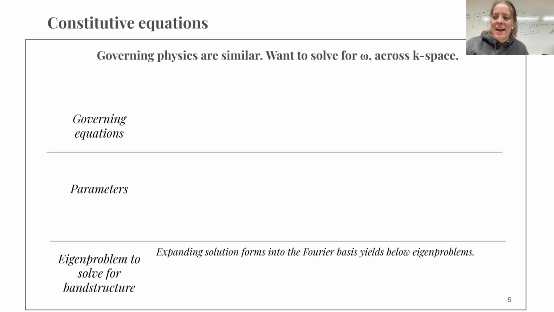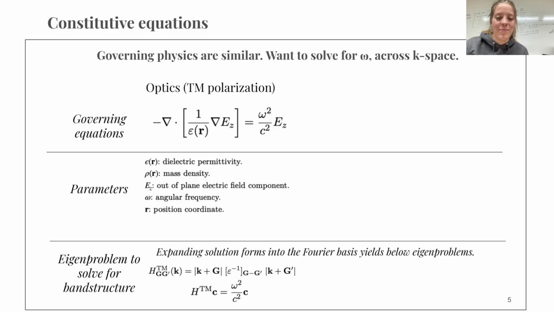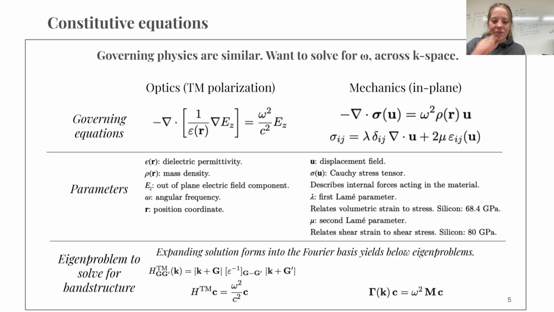On the optics side, Maxwell's equations reduce to a scalar eigenproblem for the electric field. The key material quantity here is the dielectric permittivity, and we generally expand in plane waves, assemble a matrix, invert, and solve for eigenvalues. On the mechanics side, we get a generalized eigenproblem involving density and the Lamé parameters.